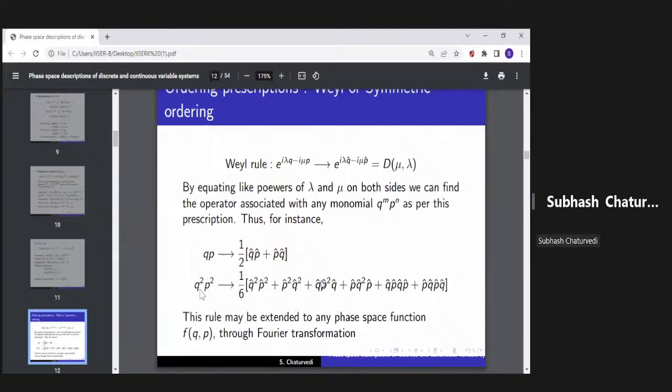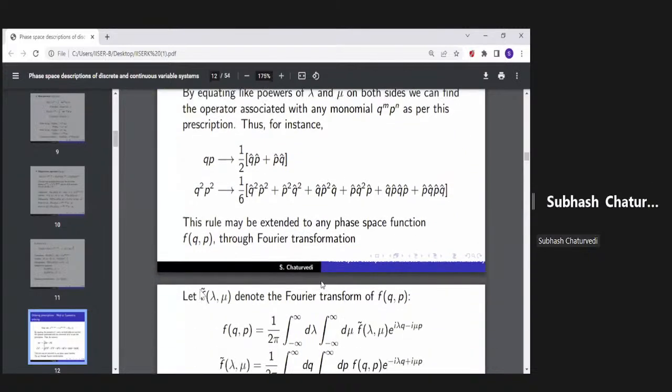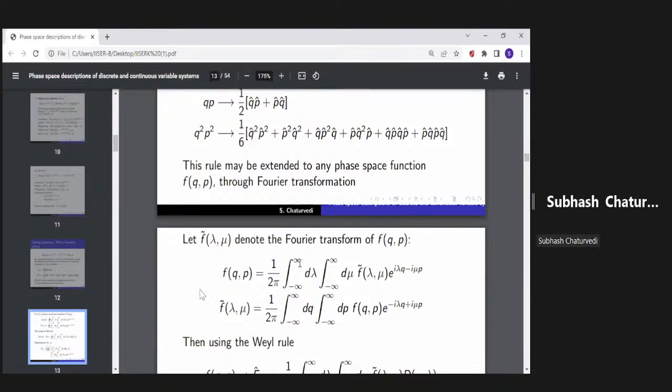Now, once we have this prescription for the exponential, we can extend it to any arbitrary function f(q,p) through Fourier transformation. And let me just quickly outline the steps. So let me denote by F tilde (lambda, mu) the Fourier transform of f(q,p).